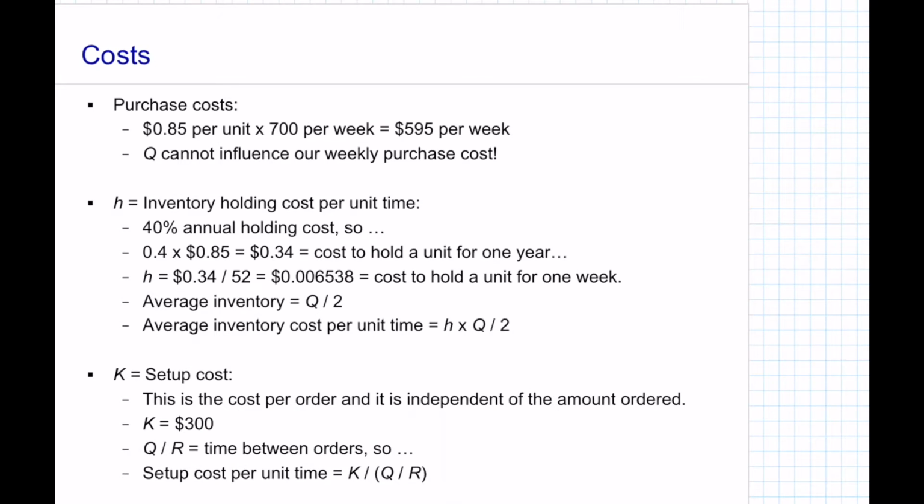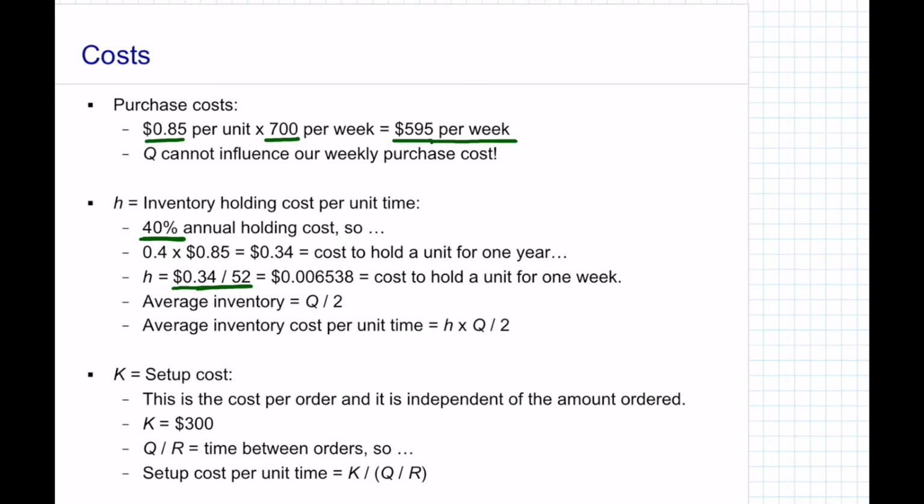Cost calculations are explained here. Purchase cost will be 85 cents per unit times 700 per week, which is the demand, and we get $595 per week. You can note that Q is not going to have any impact on the purchase cost. Now, looking at the inventory holding cost, we are given an annual holding cost of 40%. You multiply that by the per unit cost, so you get the cost to hold a unit for 1 year. Per week will be divided by 52.